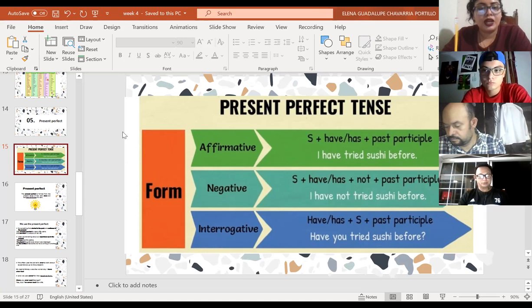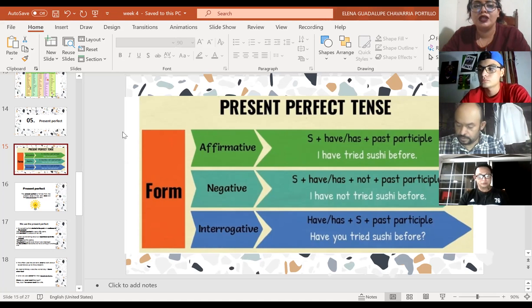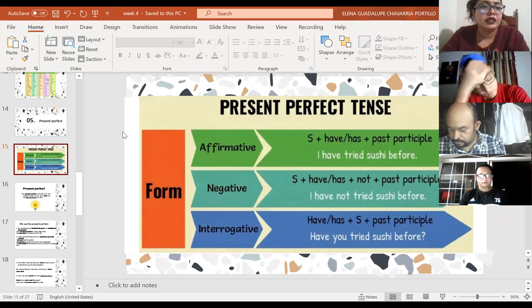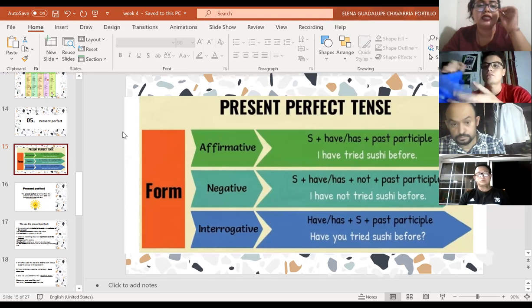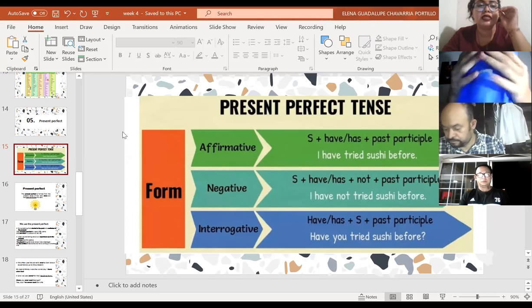In this case, we have the three forms and they are very similar because in the negative, we just add not, but we need to use the past participle of the verb. En este caso, nuestro verbo va a ir en pasado participio. Que ya vamos a ver la lista, para recordar cuál es el pasado participio de nuestros verbos que vamos a utilizar para nuestras oraciones.